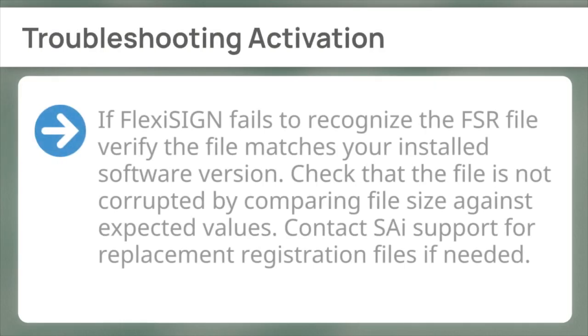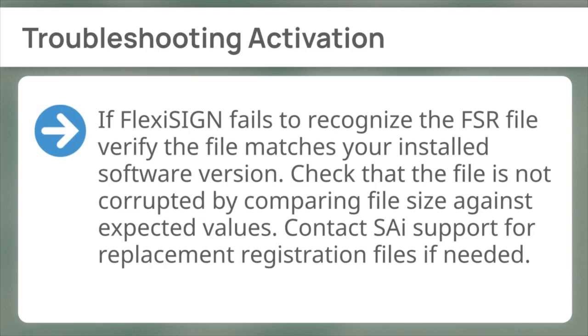Next, troubleshooting activation. If FlexiSIGN fails to recognize the FSR file, verify the file matches your installed software version. Check that the file is not corrupted by comparing file size against expected values. Contact SAi support for replacement registration files if needed.